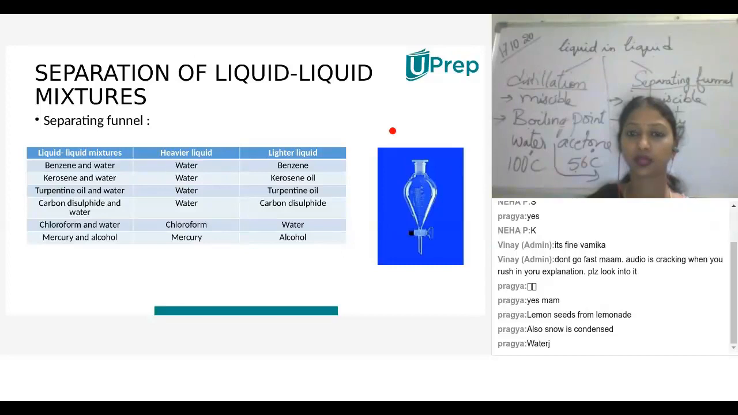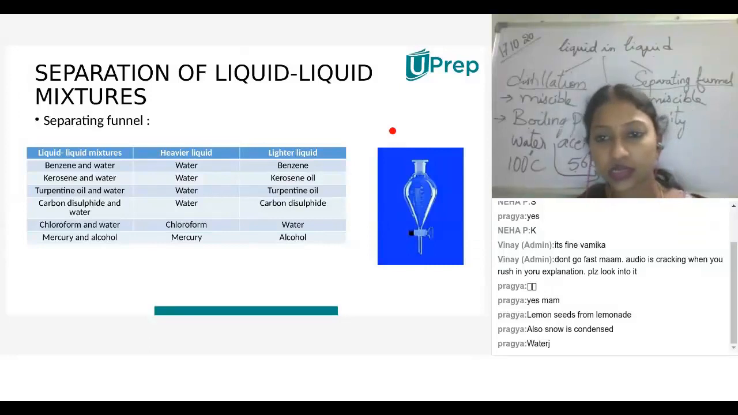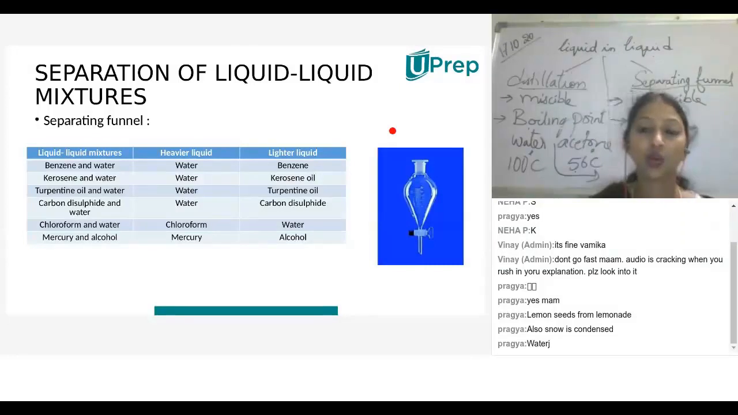What are the two immiscible liquids? Ma'am, can I say water and oil? Definitely, 100%. Yes, what you said is correct. Water and oil. So how to separate water and oil? By using a simple separation for liquid mixtures, using this separating funnel.